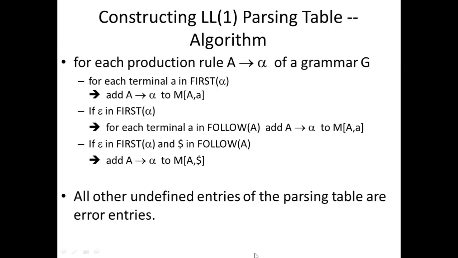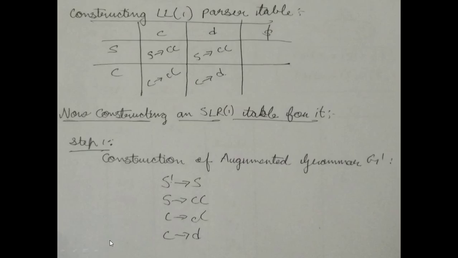Moving on. Now we'll be calculating the LL1 parsing table for the given grammar. The algorithm for that is this one. Now moving on directly to the table. We have all the non-terminals in the left hand side column, and all the terminals and the dollar sign on the top.